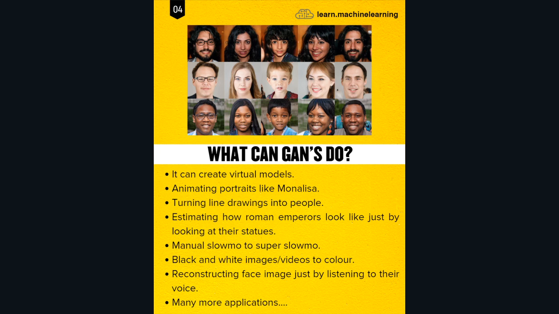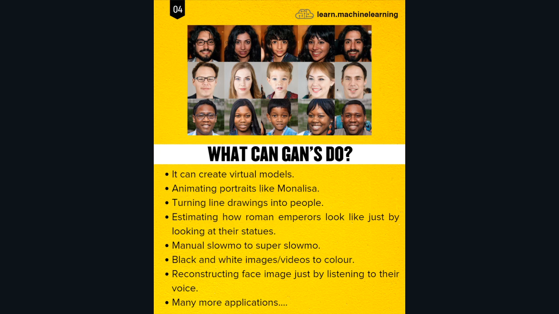And what exactly can GANs do? GANs can do a lot of things. These are some of the latest applications of GANs, where you can create virtual models which never existed on earth. These are completely models generated by GANs themselves. We can also animate portraits like the Mona Lisa. We saw the recent video where the Mona Lisa moves and talks, where everything in that portrait is moving. And you can also convert line drawings into real people. So that is also one application.